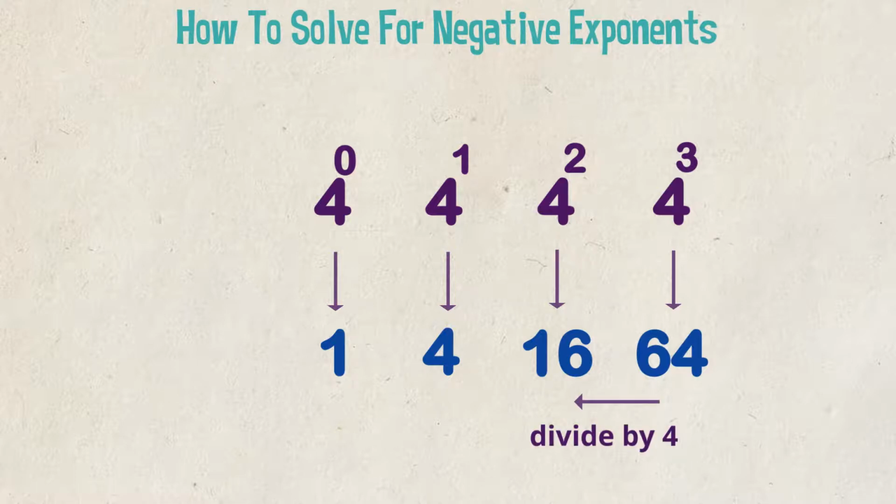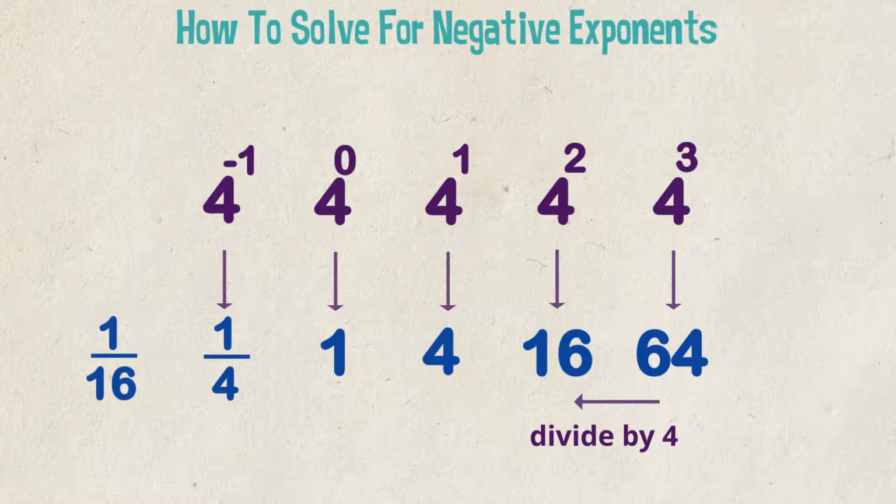So if 4 to the 1st power is 4, then 4 to the 0 power is 1, because 4 divided by 4 is equal to 1. If we were to take 4 to the 0 power, which is 1, and divide it by 4, what do we get? We get 1/4, which is the same thing as 4 to the negative 1st power. If we take 1/4 and divide it again by 4, we would get 1/16. This process repeats as the negative exponent increases.